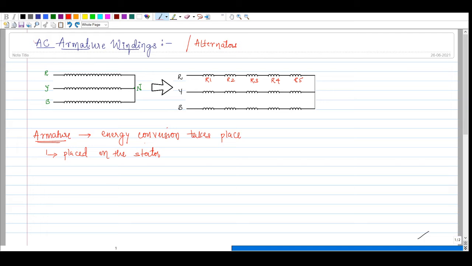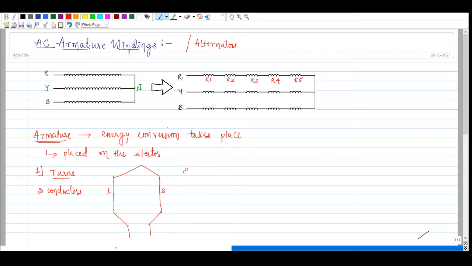Now, when we have the term winding, there are different terminologies associated with winding. So, first one is turns. Turns are nothing but two conductors placed in this particular fashion. We call it a turn. So this is one turn. One turn consists of two conductors. So this is side 1 and this is side 2.